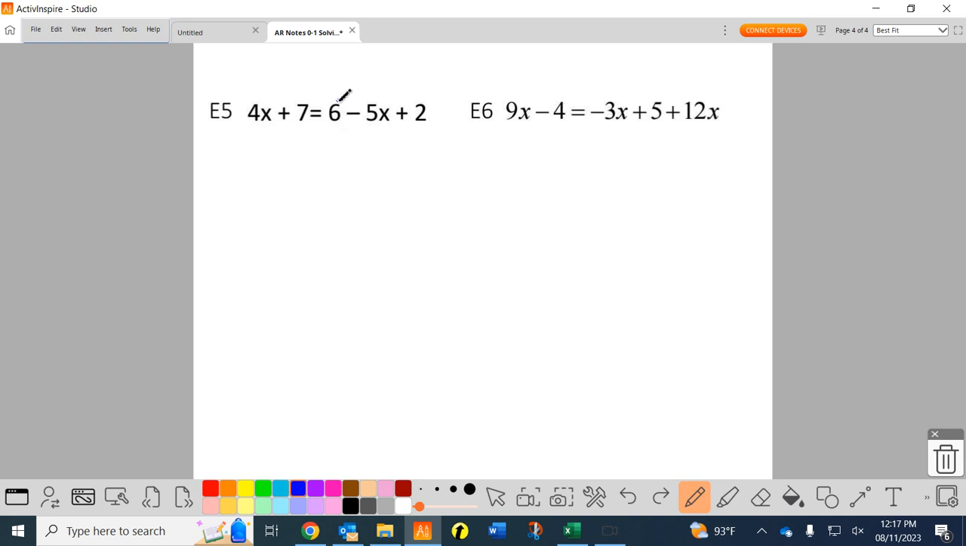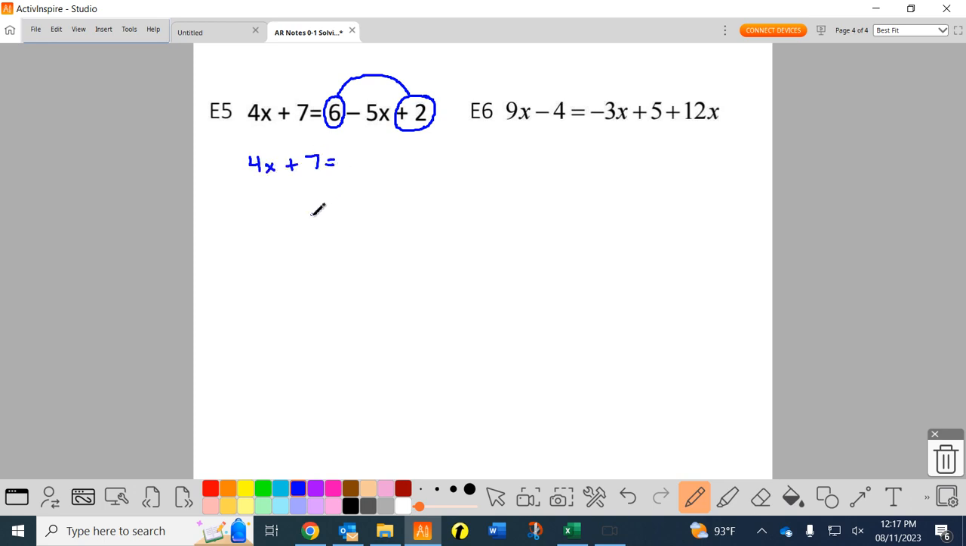Yes, combine like terms. You got a 6, and you got this plus 2. Guys, circle them, underline them, do something, because someone's going to do the wrong thing. Someone's going to do 6 minus 2. It's 6 plus 2. You use the sign from in front of the second number. So we bring down the 4x plus 7. Don't do anything to that.